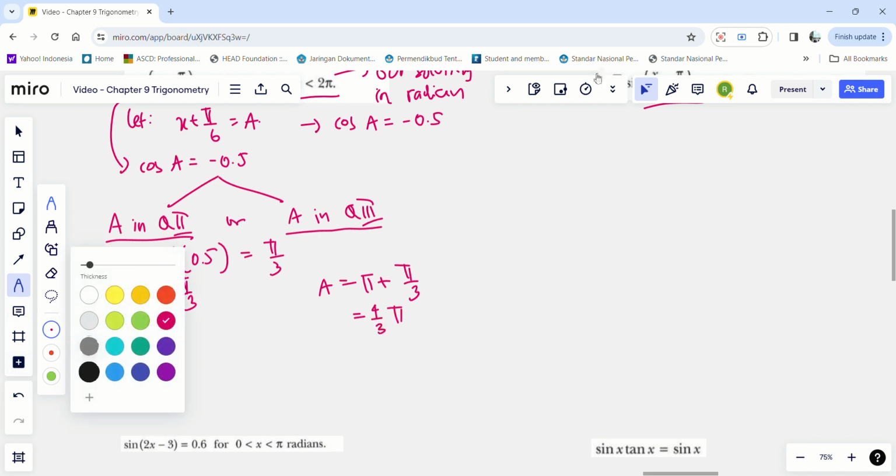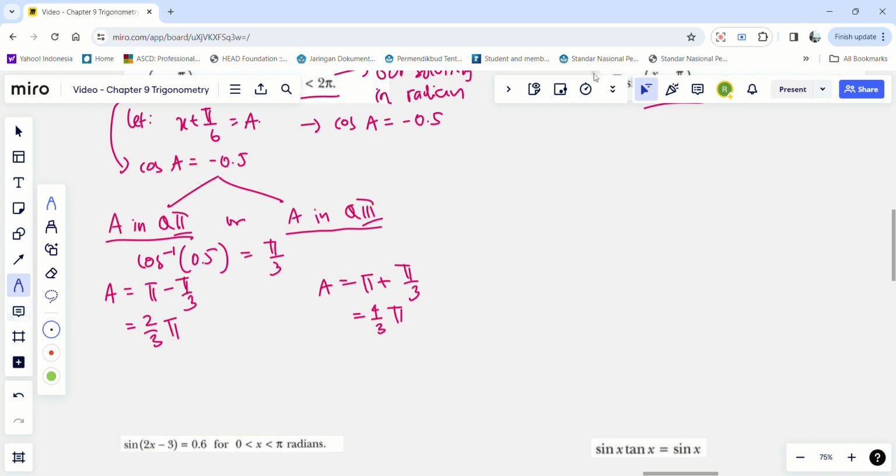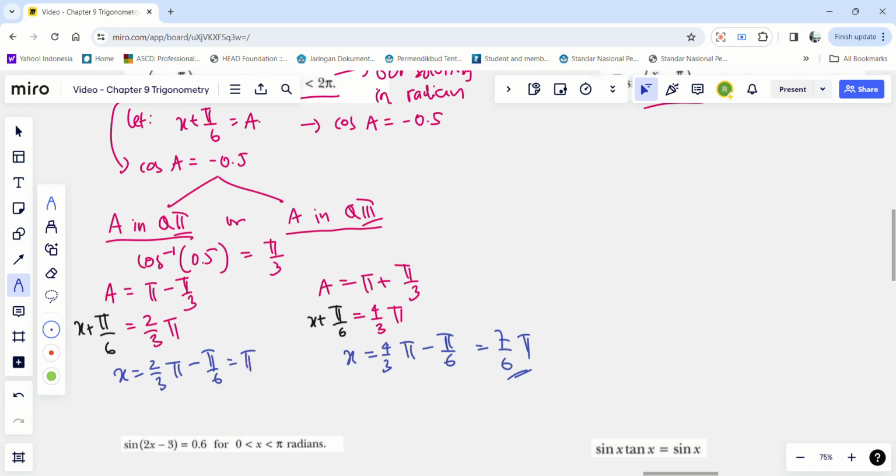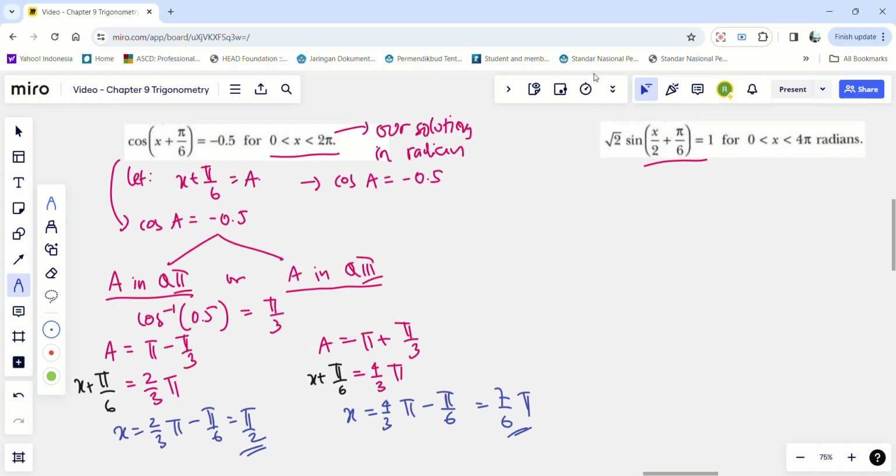However, A itself is actually x plus pi on 6. So x is 2/3 pi minus pi on 6, or 4/3 pi minus pi on 6, which gives us 7/6 pi in one case and half pi in the other. These are the two answers. If you substitute back, it will give you the correct answer.